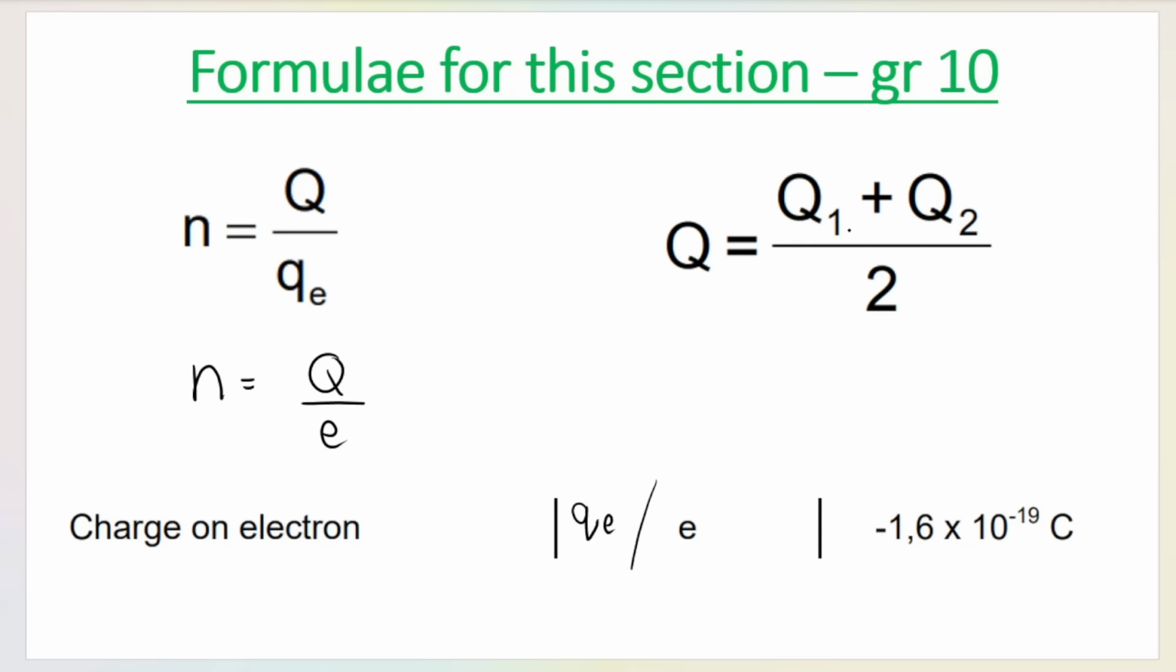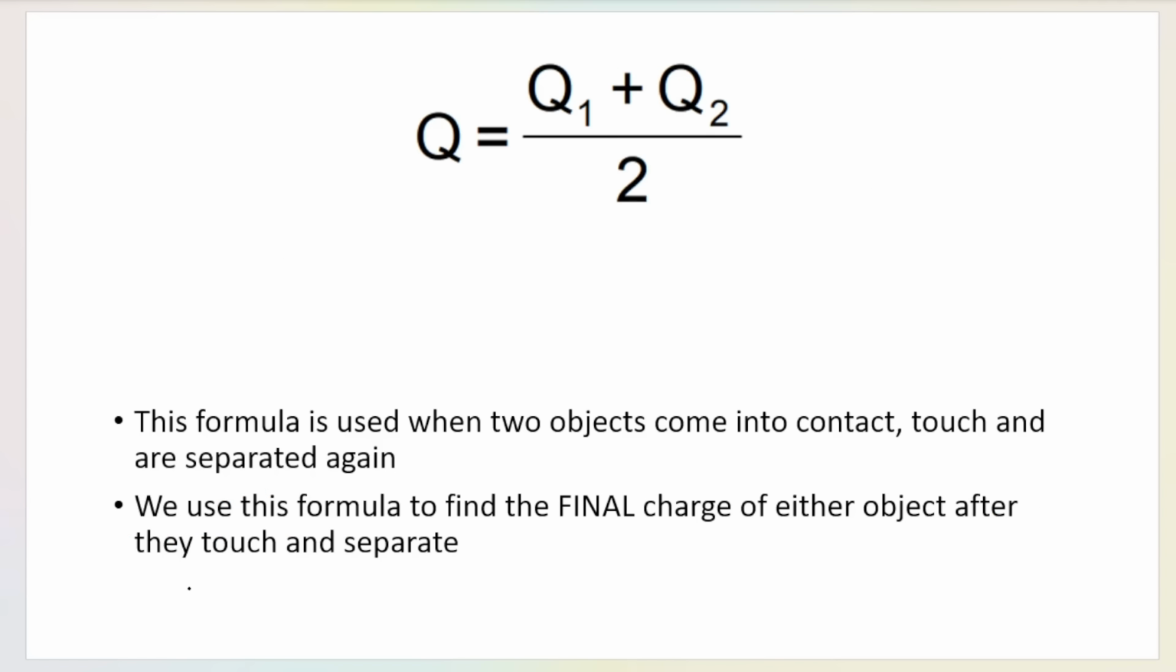This formula over here on the right is used when two objects come into contact, they touch, and then they're separated again, and the question asks you to calculate the final charge of one or both of the objects after they touch and separate.